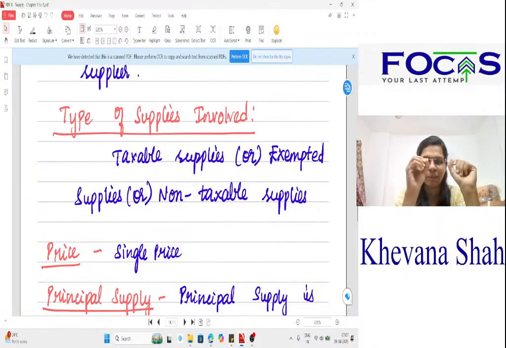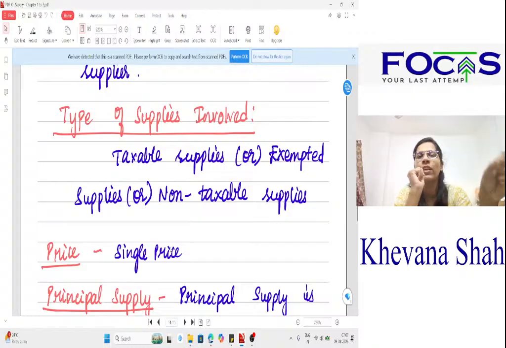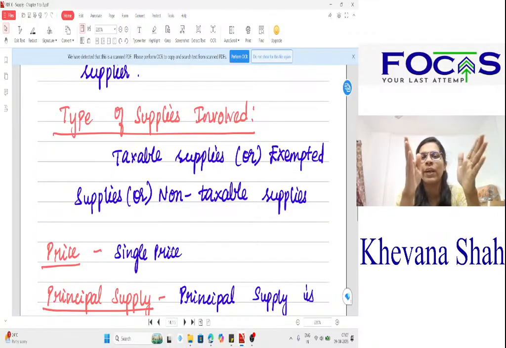And always remember, in case of mixed supplies, the price should be a single price only. If you are giving separate prices for each of the items, then whatever is the separate rate of GST applicable for each of the items will be charged. But if you are providing a mixed supply, then you should apply a single price.